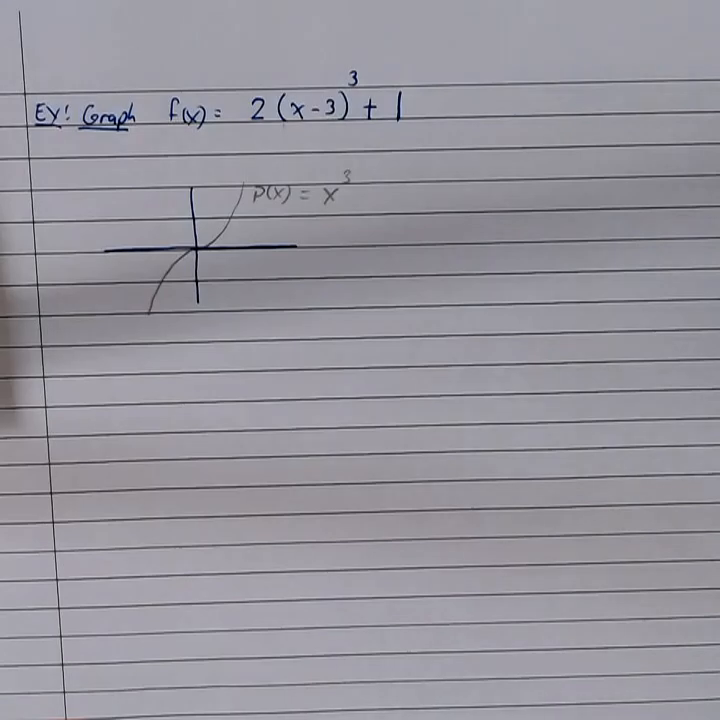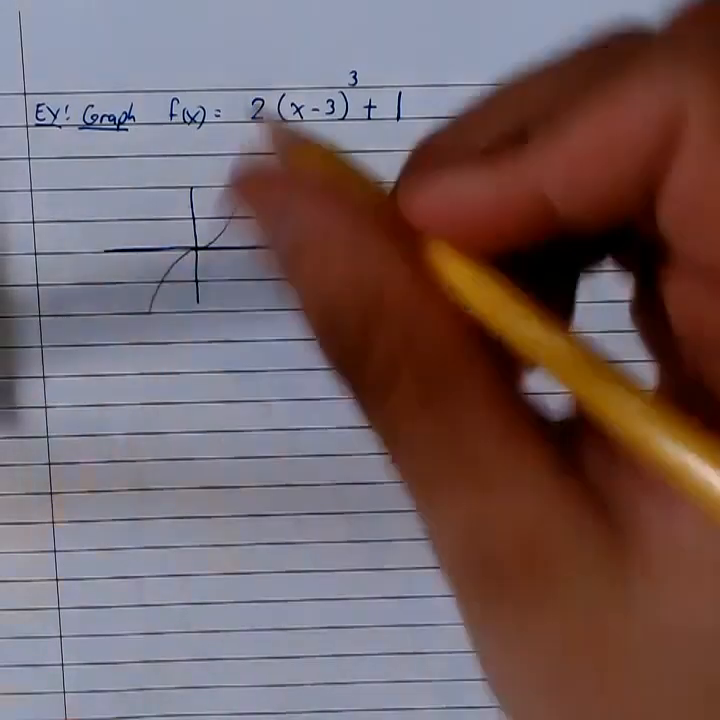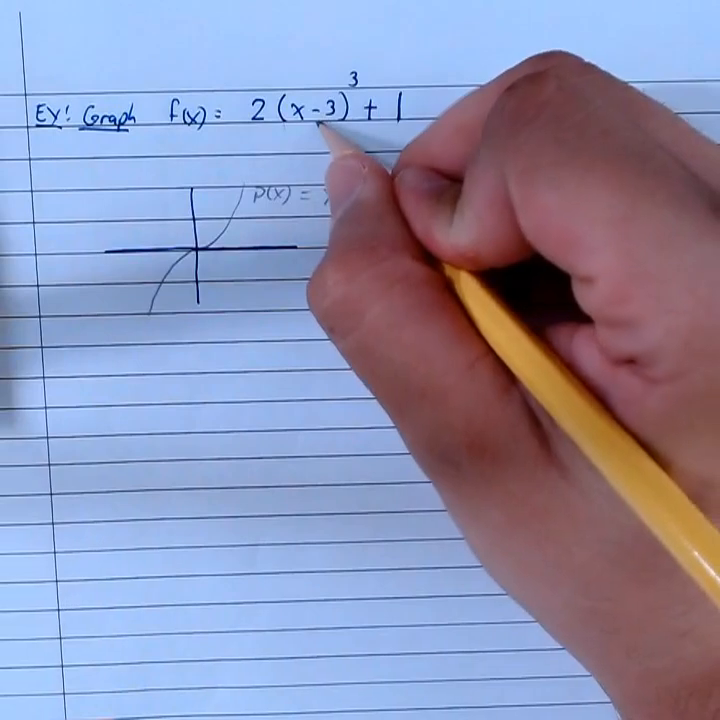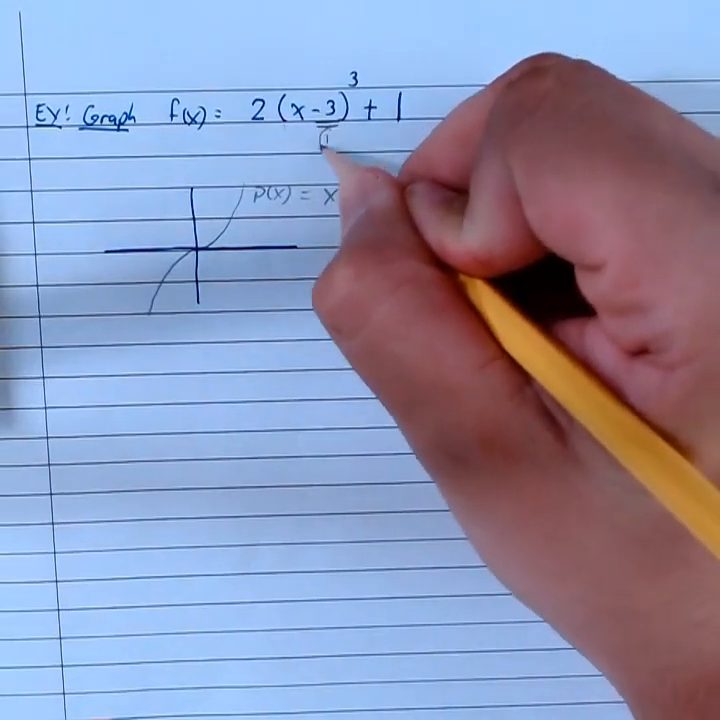So I have 3 different transformations. I'll call this one right here. That one's going to be the first one. I'll just call that one number 1.